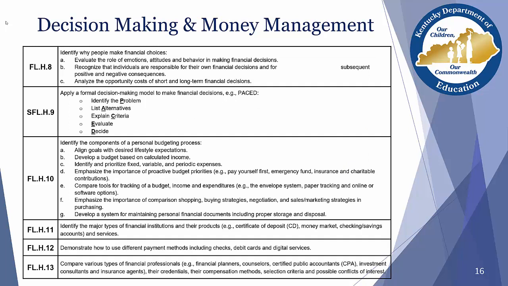Decision making and money management, we're looking at why people make financial choices, how they use decision-making models to make those decisions. They're looking at personal budgets, and they're also diving into the major types of financial institutions and their products. So they're looking at certificates of deposit, checking and savings accounts, and different services. They're also talking about how to use different payment methods, including checks and debit cards and digital services, because we know that everything is moving to that digital base in our world today. And then they're also looking at the different types of financial professionals. What's the difference between a financial planner, a certified public accountant, investment consultants, insurance agents, and those types of professionals.